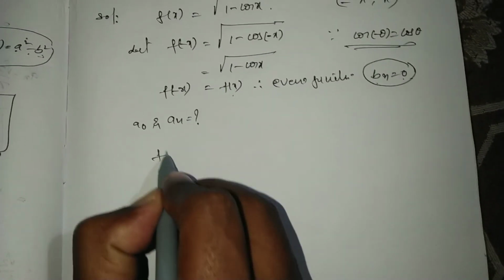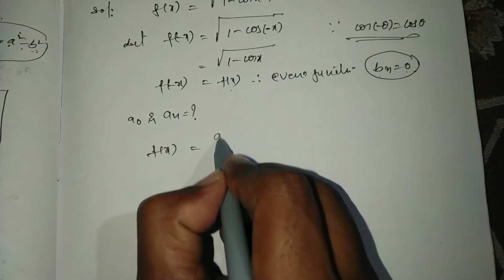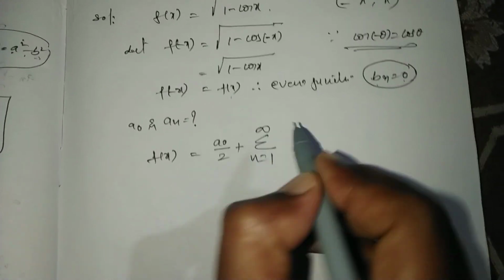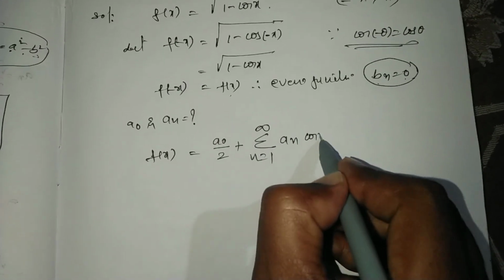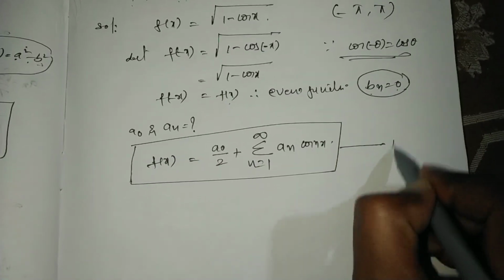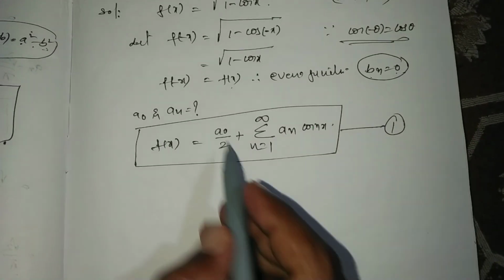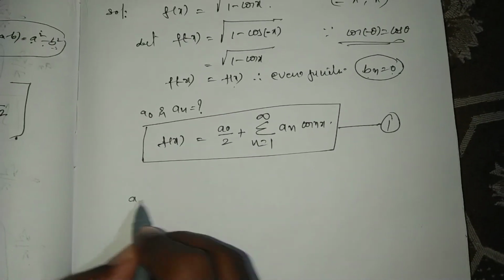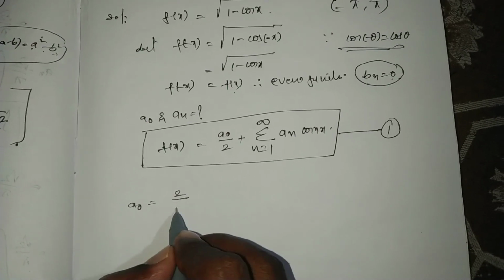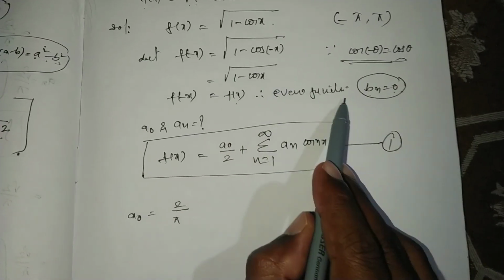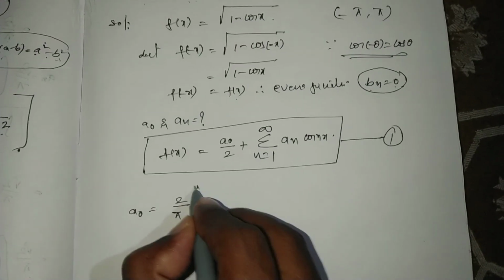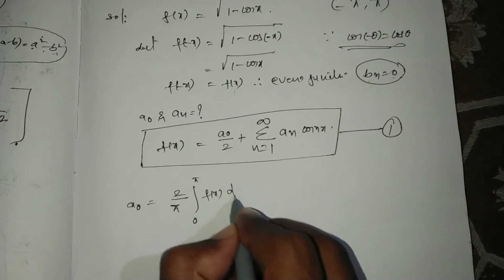So first of all, the Fourier series formula is f of x is equal to a naught by 2 plus summation n is equal to 1 to infinity an cos nx. This is the Fourier series formula. Consider it as equation number 1. Now we need to find a naught value by using Euler constants. a naught is equal to, since the given function is even, the formula is 2 by pi integral 0 to pi f of x dx.